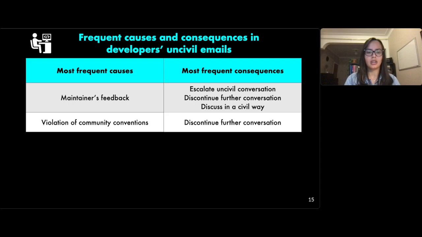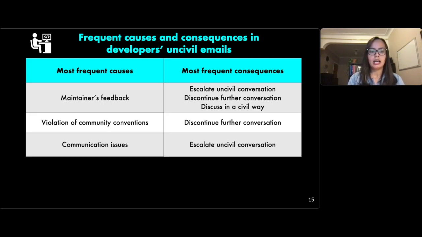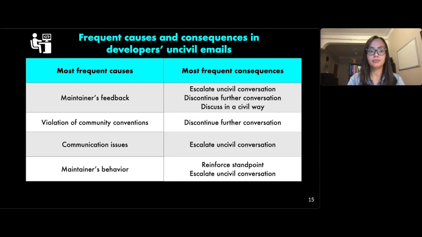The second most frequent cause was the violation of community conventions. So community conventions are related to the workflow imposed by the community, by not understanding why they need to do a tedious workflow, or out of surprise, a workflow that the developer was not informed of. And when that happened, the maintainer most frequently discontinued the conversation. Also, developers' uncivil comments were sometimes triggered by being misinterpreted by the maintainer or being unable to follow the maintainer's instructions. And when that happened, the maintainer most frequently escalated the uncivil conversation.